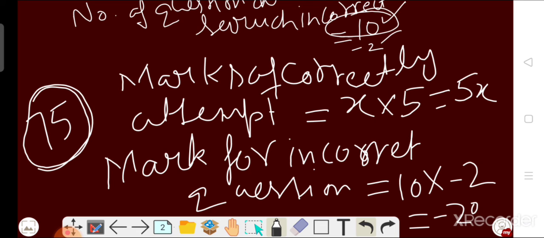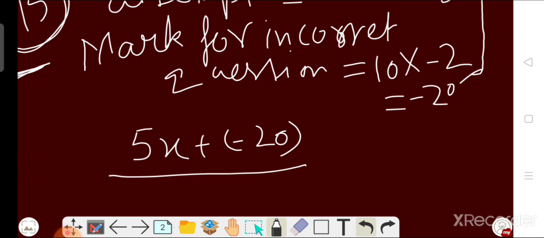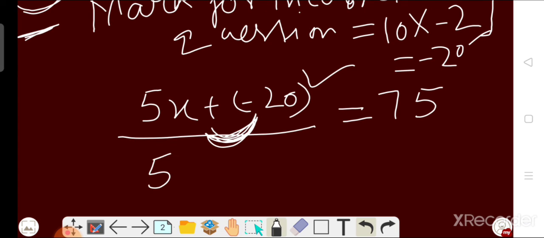It means total marks she will get is equal to 75. From here how can we calculate the total marks? By adding these both. Okay. So 5x plus -20. This is the total marks obtained by Suruchi in the examination, and it is given, beta, that this is equal to 75. Okay. This minus and this plus come together and there is no number between them, so their resultant sign should be minus. So 5x minus 20 is equal to 75.